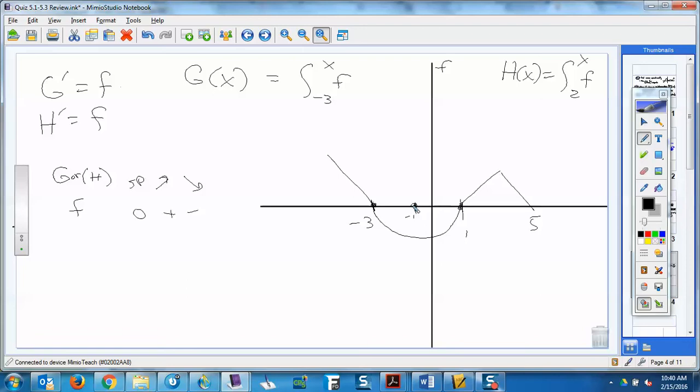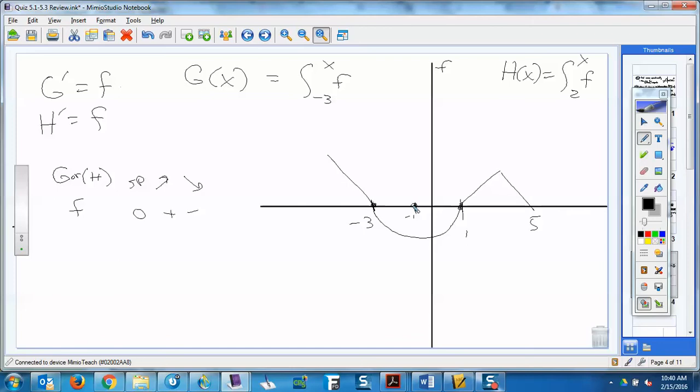So where is big H increasing? It's when little f is positive, above the x-axis. It would be the same thing if they'd asked where is big G increasing. The same thing, because big G and big H are both antiderivatives. They're vertical shifts of one another, so they're increasing in all the same places.